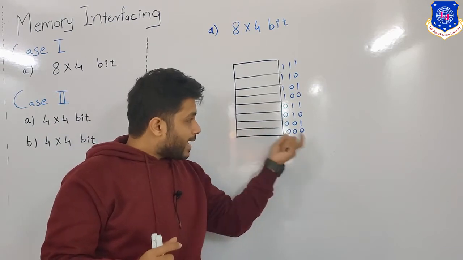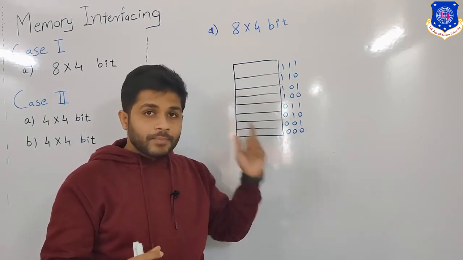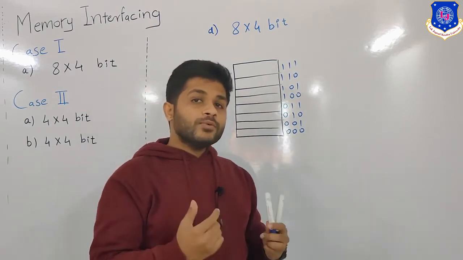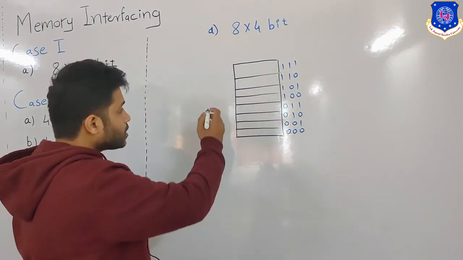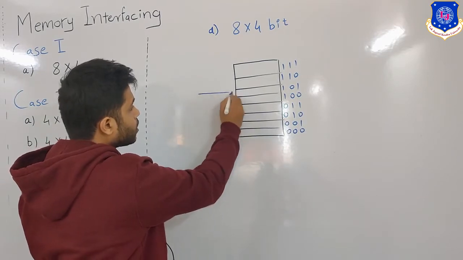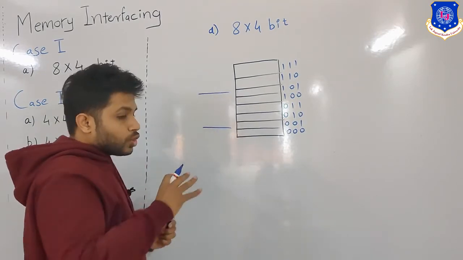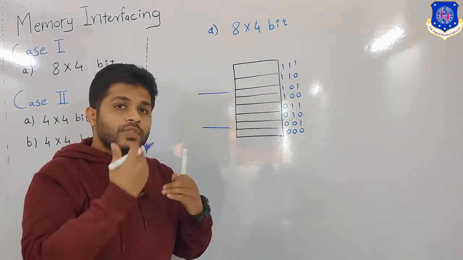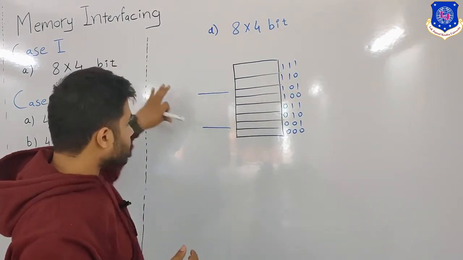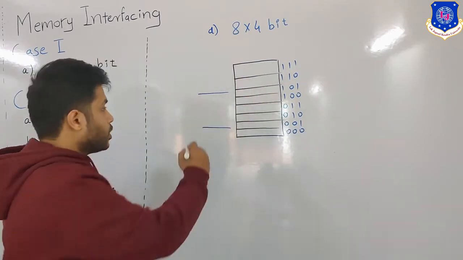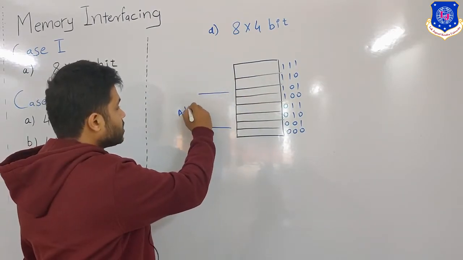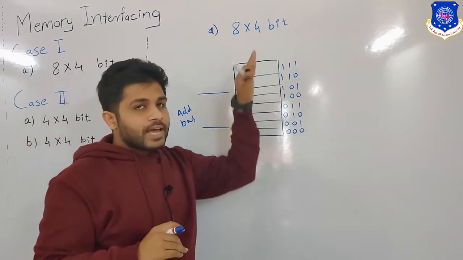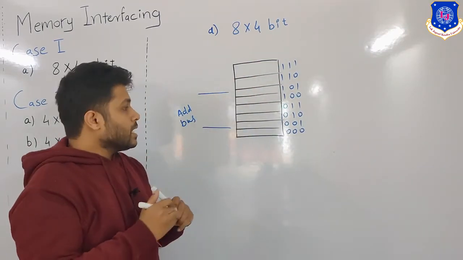To access each location in the memory, to select each location, we have to provide the address bus from the microprocessor to the memory. So the address bus which is coming out of the microprocessor will be connected here to the memory. So we have connected the address bus to access each and every location.